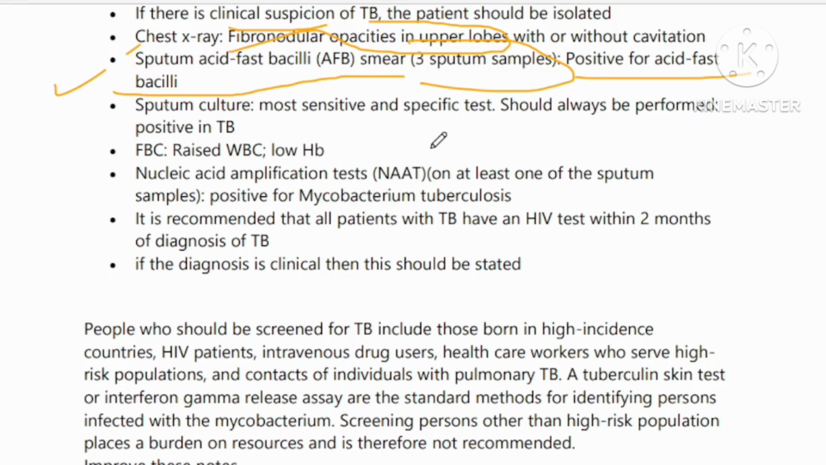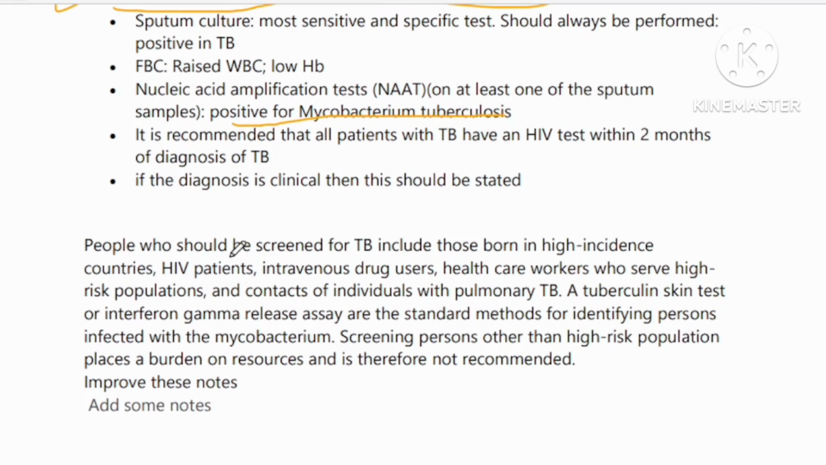Full blood count shows raised WBC, mostly lymphocytes, and low Hb. NAAT, nucleic acid amplification test, at least one of the sputum samples positive for Mycobacterium tuberculosis. If AFB smear is positive, then go for the NAAT, that is the GeneXpert. If GeneXpert is positive for Mycobacterium tuberculosis, it is a confirmed test, and the patient is definitely a diagnosed case of tuberculosis. It is recommended that all patients with TB have an HIV test within 2 months of diagnosis of TB.